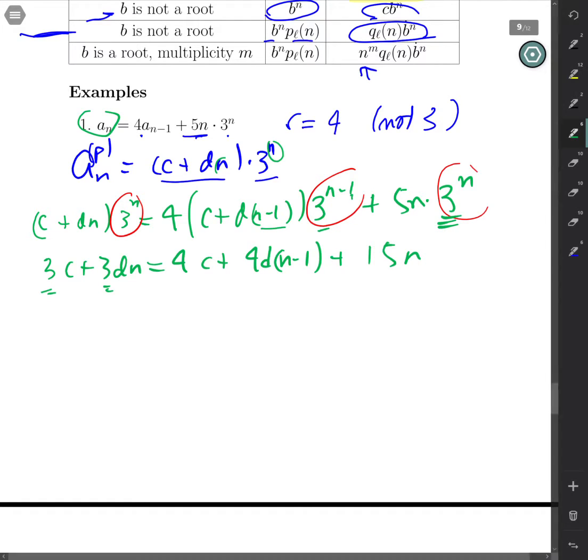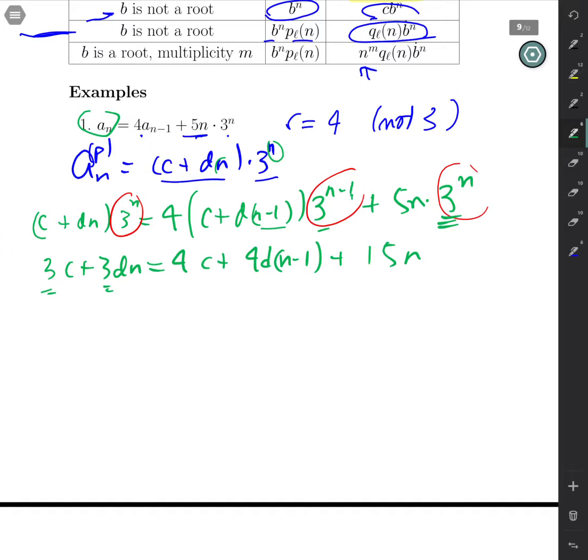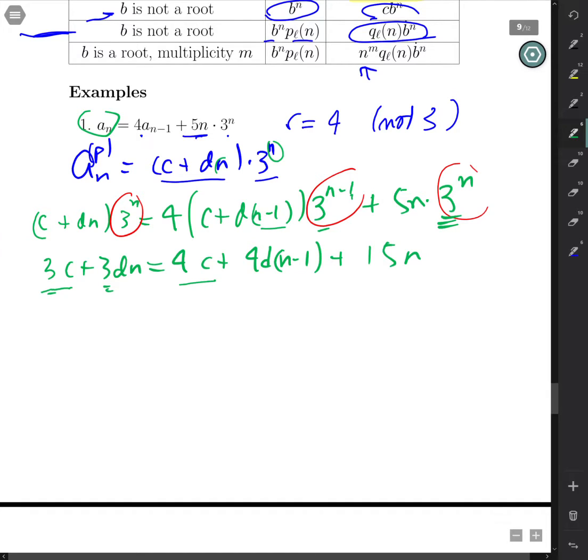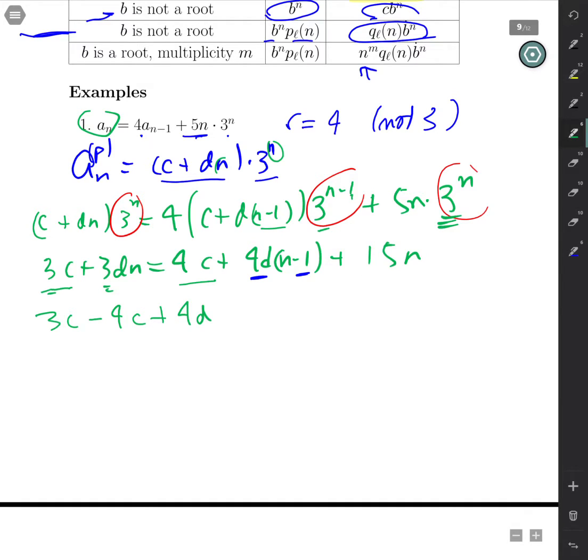So that's just a matter of solving that. If you solve that, I'm not going to go through it, but you can find c and d. Again, you're going to equate coefficients of common powers of n. So in other words, we would collect the constant parts here, which would be 3c minus 4c if I bring this over, plus 4d. Do you see where I got the 4d? 4d times minus 1, but I'm adding that to both sides. That gives us the constant part, I think.